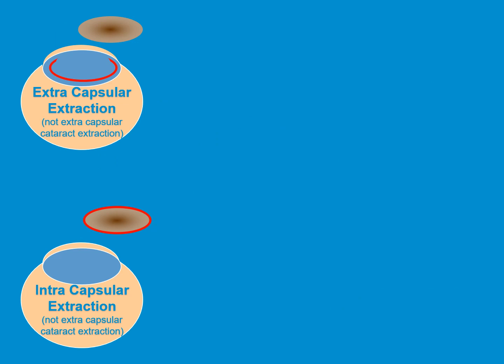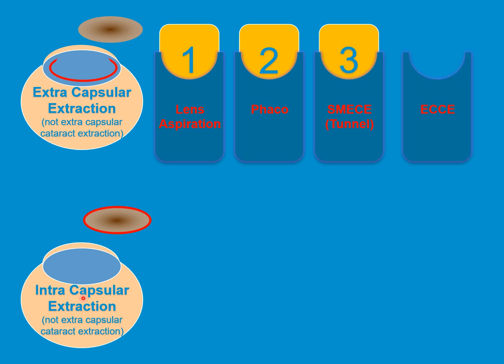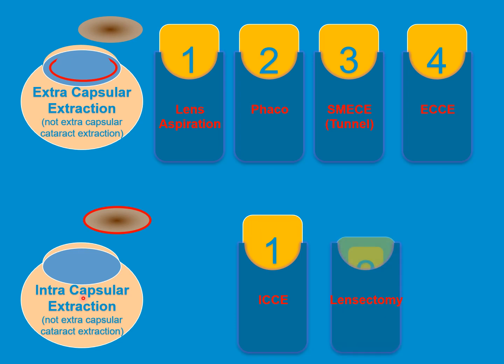Now, there are two types of cataract extractions, extracapsular extraction and intracapsular extraction. In the extracapsular type of extraction, there are four types: lens aspiration, phacoemulsification or phaco, SICS or tunnel type of cataract extraction, and ECCE or extracapsular cataract extraction. In the intracapsular type of extractions, there is intracapsular cataract extraction and lensectomy.